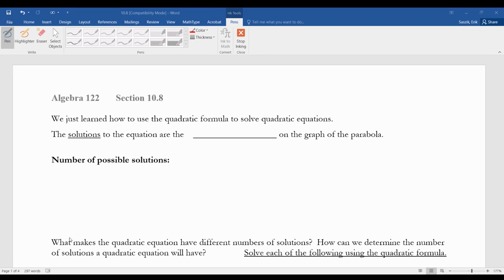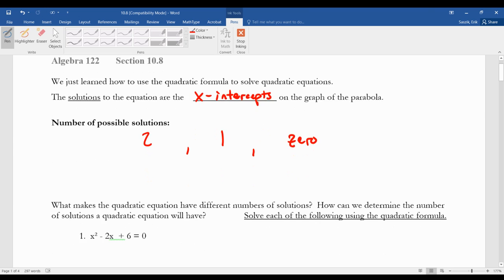So we've been talking about the quadratic formula, and the solutions to the equation are called, this is a little review here in the beginning, the x-intercepts on the graph of the parabola. The number of possible solutions, well, usually we get 2, okay? You could also get just 1, and then you could have 0 solutions, no solution. So you have those 3 options.